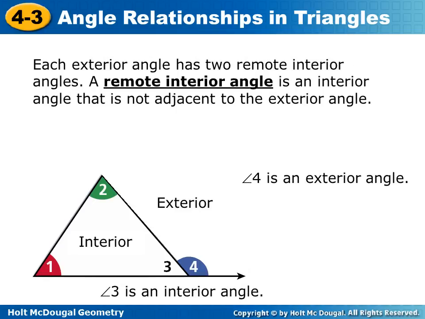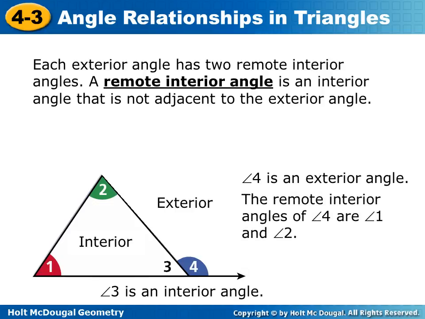Each exterior angle has two remote interior angles. Remote means far away. So remote interior angles are the two angles that are far away from your exterior angle. So if 4 is our exterior angle, the two angles far away from that are 1 and 2. 3 is adjacent or next to it, so the other two are the ones that are far away or remote.